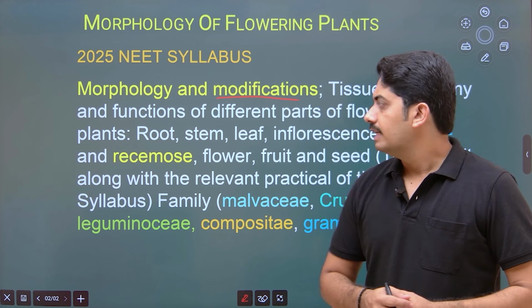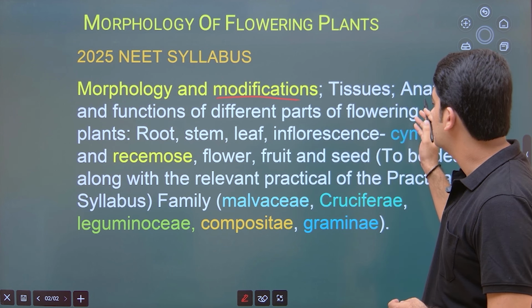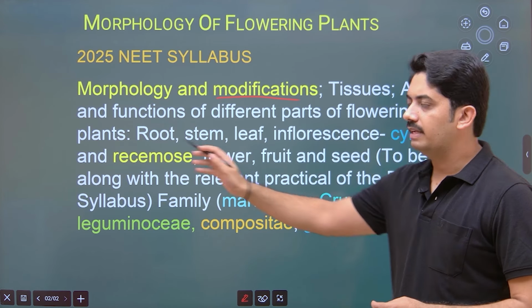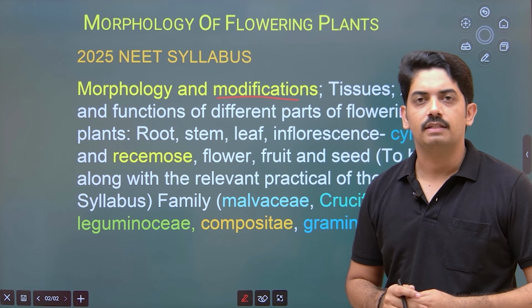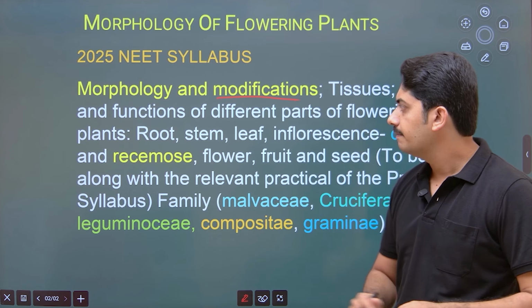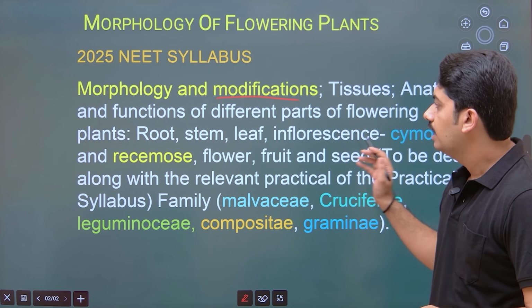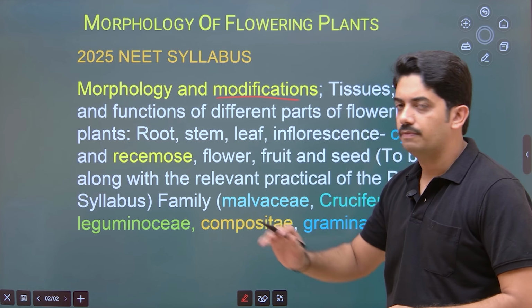Another thing, here they have mentioned tissues, anatomy and function of the different parts of the flowering plants that we'll study in the next chapter, that is anatomy of flowering plants. Then root, stem, leaf, inflorescence. Here they have mentioned Cymose and Racemose inflorescence.